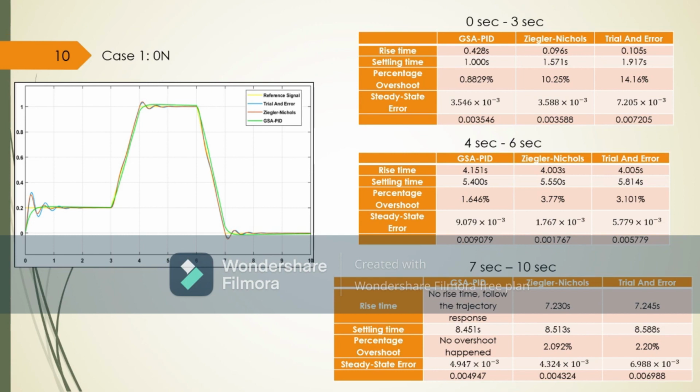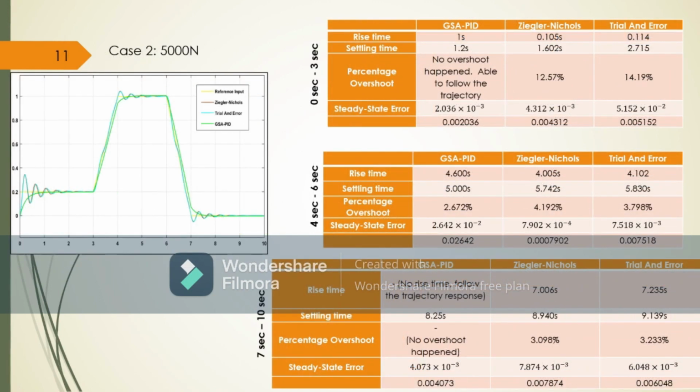Synchronous and trial and error method oscillations can be noticed at each starting point, which is from 0 second to 3 second, from 4 second to 6 second, and from 7 second to 10 second. The GSA PID controller has reached a faster response in settling time for every point to point, which is 1.2 second, 5.0 second, and 8.25 second. From 0 second to 10 second, no overshoot is produced, and the GSA can follow the reference trajectory.